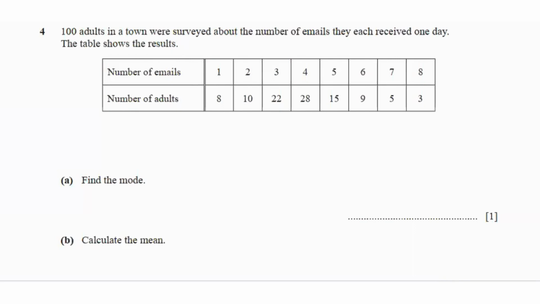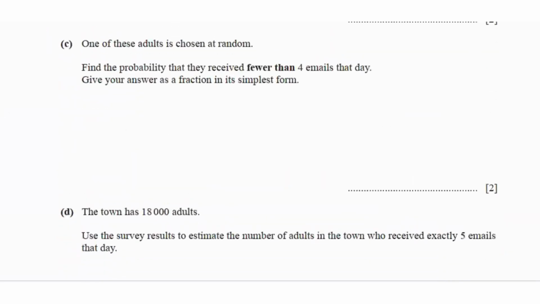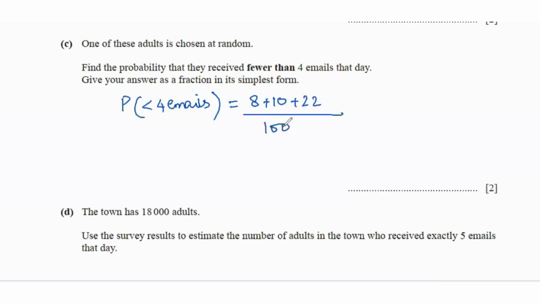So we're going to go back over here. Probability of less than 4 emails is 8 plus 10 plus 22 divided by 100, which is the total number of adults. So 8 plus 10 plus 22 is 40. 40 over 100 in its simplest form is 2 over 5.